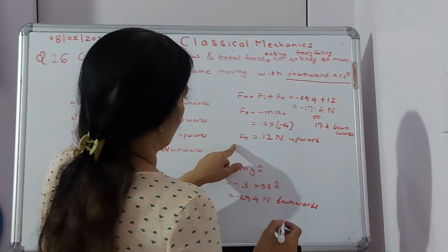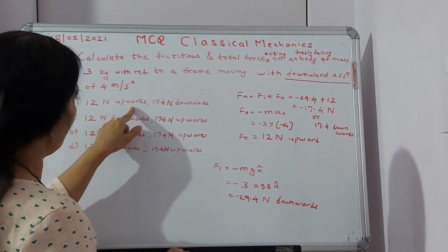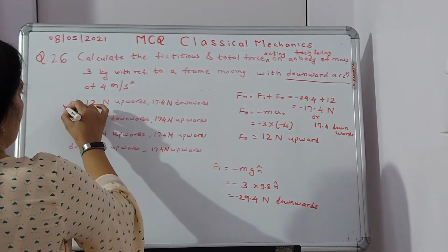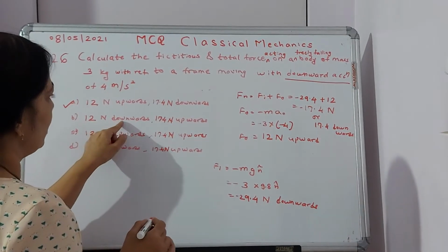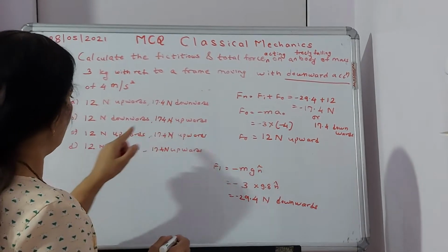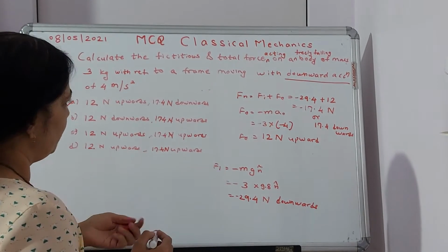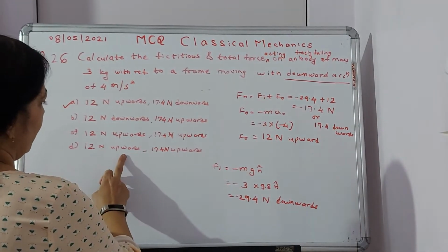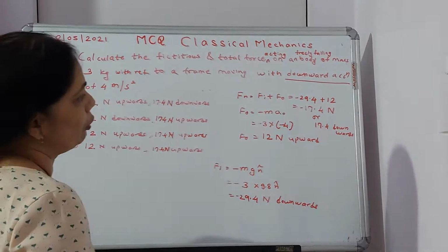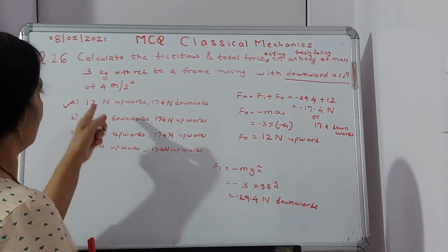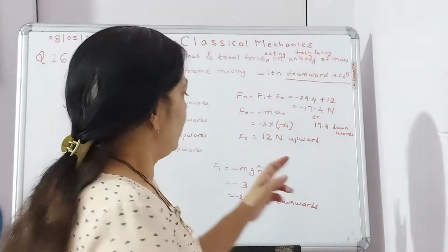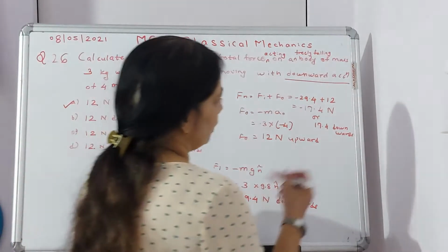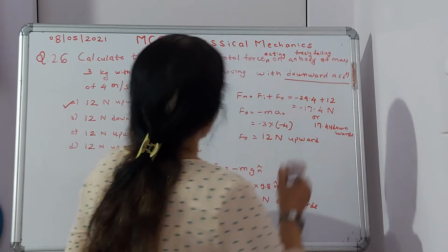So I need fictitious force. So 12 Newton upward, perfect, and 17.4 Newton downwards. So my option is A. Here this is 12 Newton down, 17.4 up. 12 Newton upward, but even 17.4 upward, this will not do. And 12 upward, 17.4 upward, it will not do. That's why the answer is exactly A. 12 Newton upward and 17.4 Newton down. We'll move towards the next question now.